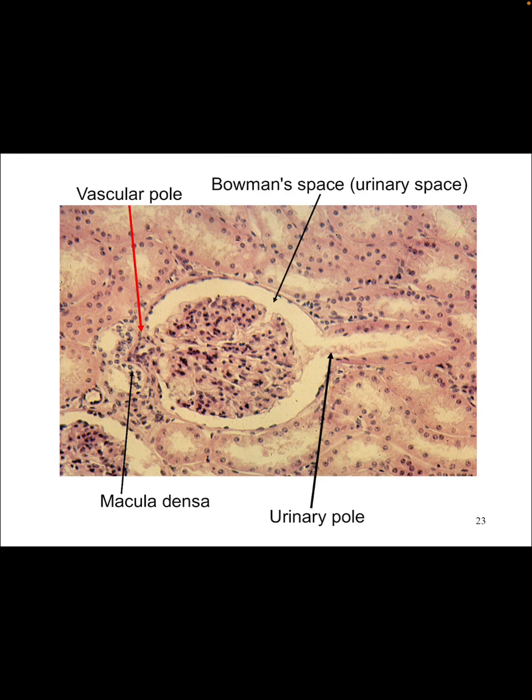So again, this is the Bowman's capsule with the Bowman's space. This is the whole structure here. This is the renal corpuscle. From outside we have the parietal layer. Inside here we have the visceral layer of the Bowman's capsule. As I said, this is the area of the blood vessels. This area here we call the vascular pool, whereas this area here we call the urinary pool. And this area where the urine will be collected after the filtration process, we call the urinary space.